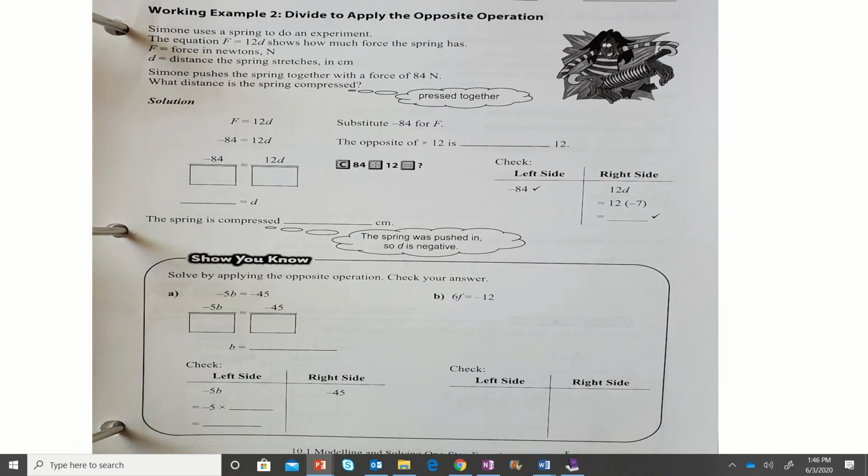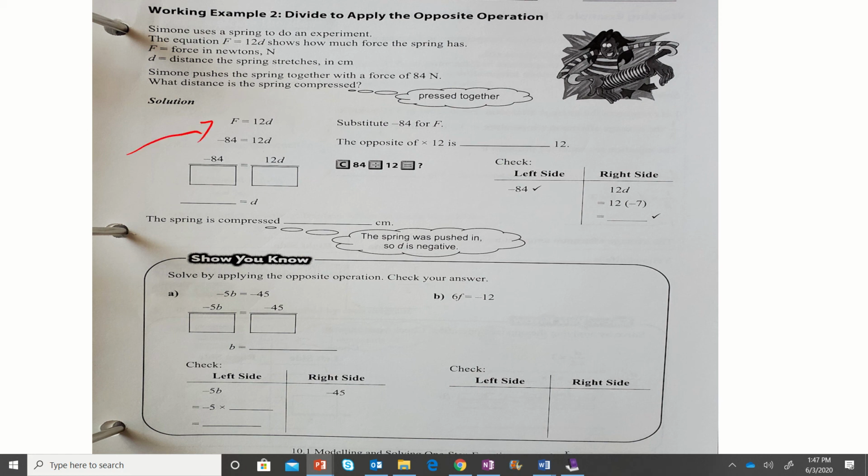Okay, the next one. We have divide to apply the opposite operation. Simone uses a spring to do an experiment. The equation F equals 12D shows how much force the spring has. F equals force in newtons. Distance is D. And we have a force of 84 newtons. What distance is the spring being compressed?